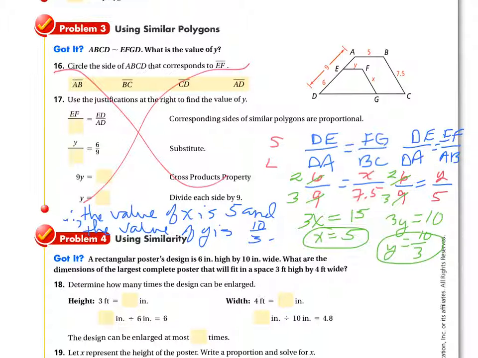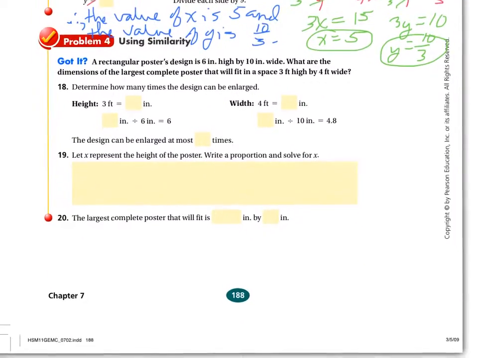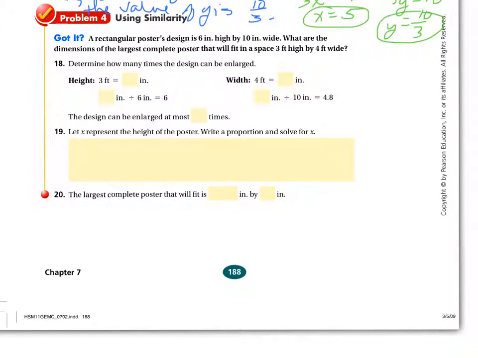All right, so then let's do problem 4. This one says a rectangular poster's design is 6 inches high by 10 inches wide. It's not a very big poster, right? What are the dimensions of the largest complete poster that will fit in a space 3 feet high by 4 feet wide? So determine how many times the design can be enlarged. In other words, what are they looking for? What are they actually asking for? How many times can the photo be enlarged? What is that in reference to similar figures?